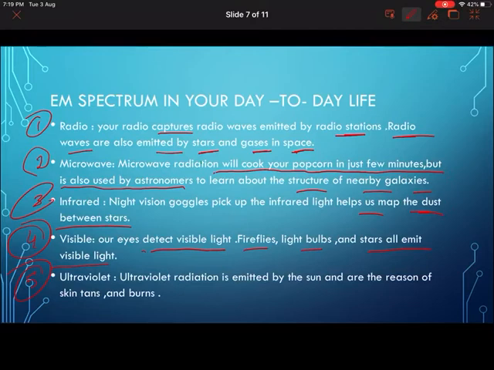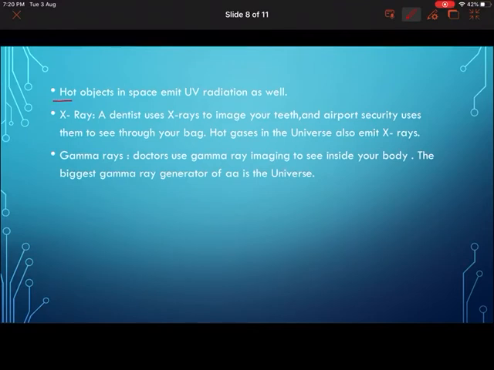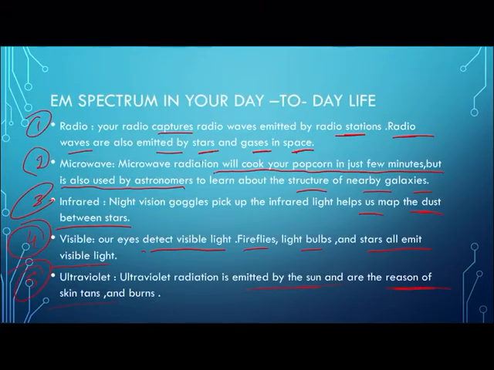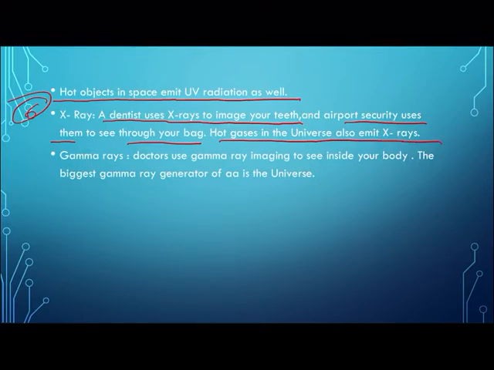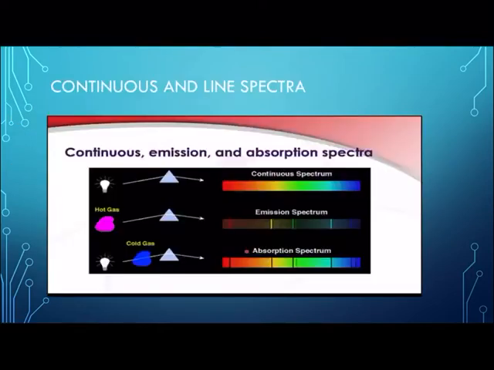Ultraviolet radiation is emitted by the sun and is the reason for skin tans and burns. Also, hot objects in space emit ultraviolet radiation. Another type of electromagnetic radiation is X-ray. A dentist uses X-rays to image our teeth, and airport security uses them as well to see through our bags. Hot gases in the universe also emit X-rays. Gamma rays are used in gamma ray imaging to see inside the body. The biggest gamma ray generator is the universe.